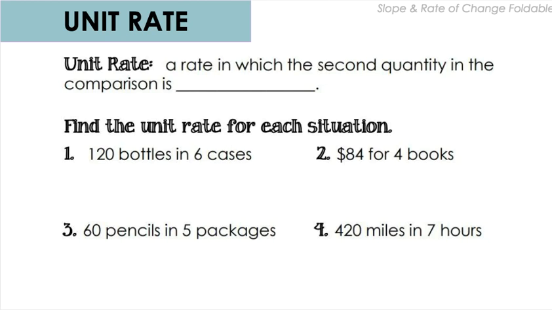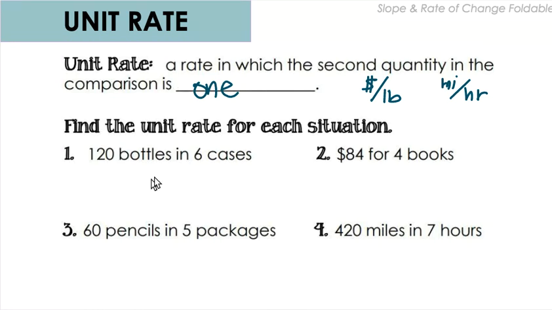Okay, the next part to look at is our unit rate. So our unit rate is a rate in which the second quantity in the comparison is 1. This is where you see miles per hour, dollars per pound. Okay, that second quantity is singular. Like money per pound or miles per hour. That second quantity, the hour, the pounds, that's singular.